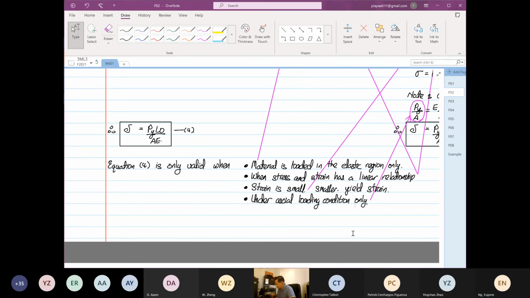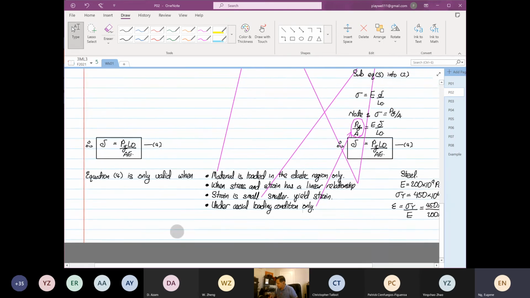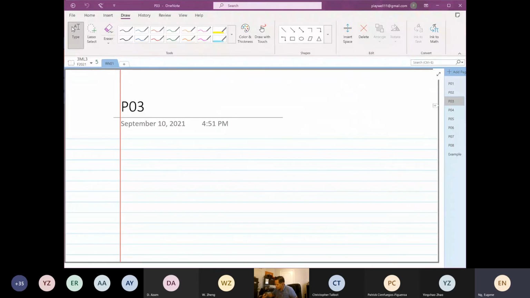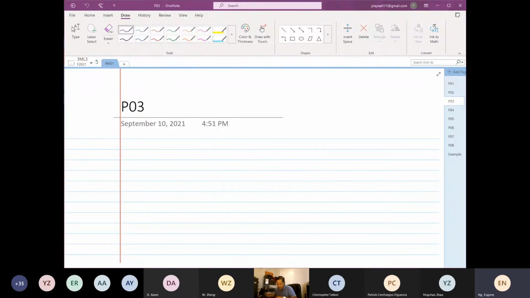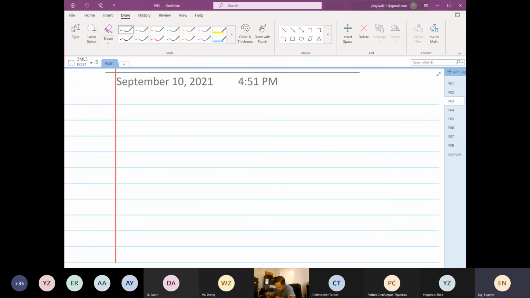Okay, right. So we just derived before the break: stress deflection equal to PL over AE, and then I showed you the operating boundary of the equation. Next, I'm going to write out the notation before we go into the example. So the notation for elastic deformation.